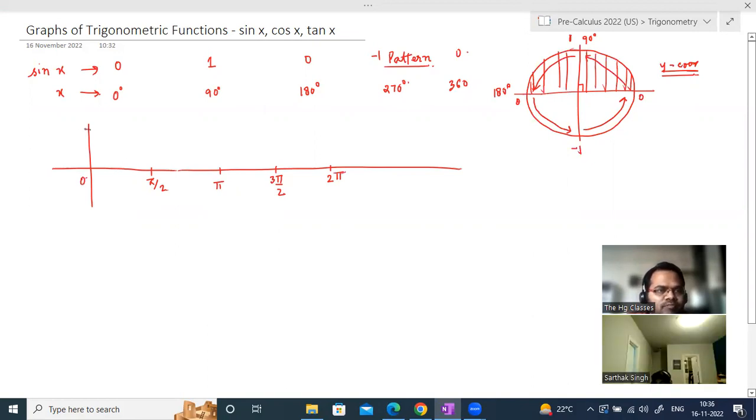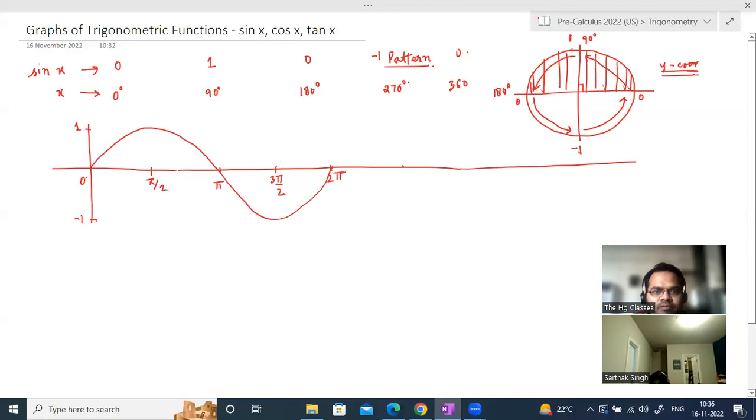Now the maximum value is 1, and the minimum value is -1. So it will increase till 1, then decrease, then it will become -1, and then come back to 0 at 2 pi. And this, one complete circle is done. Now this will continue.